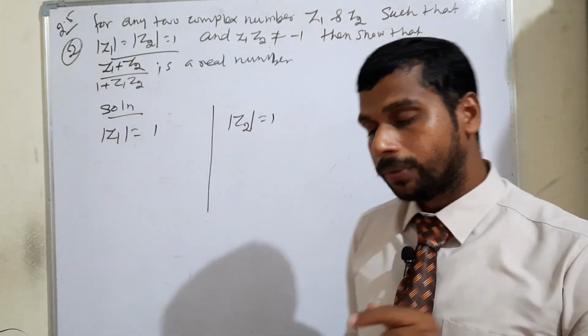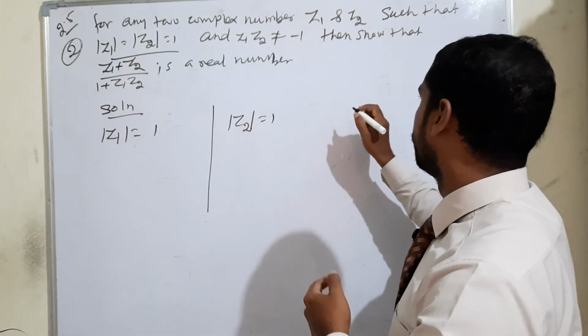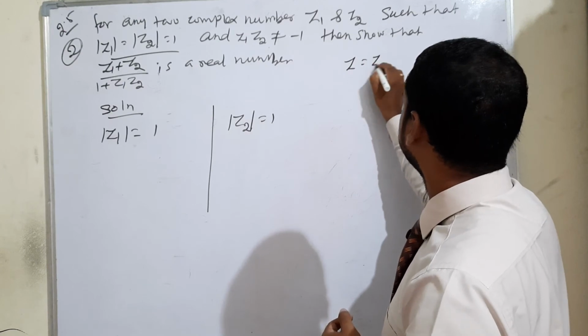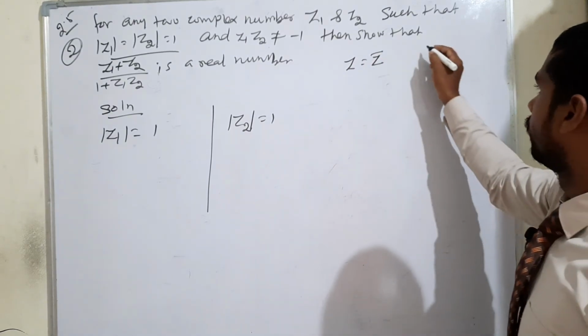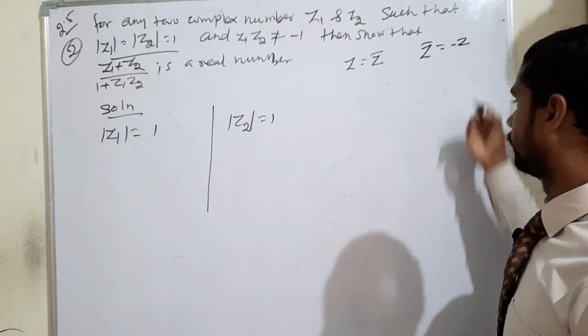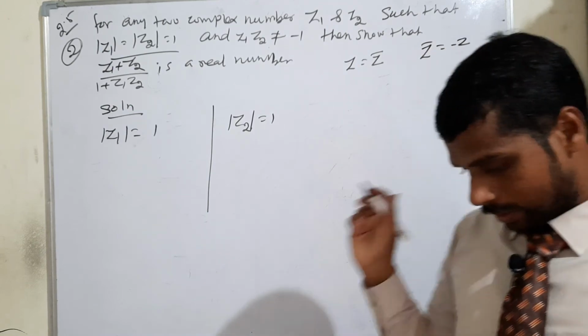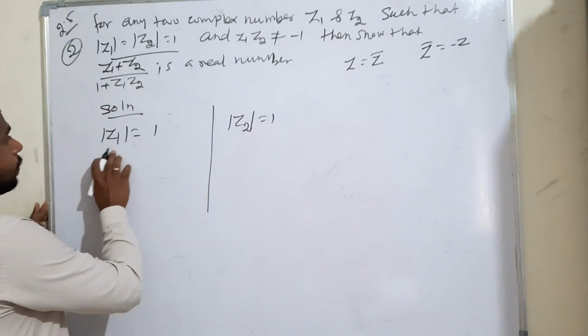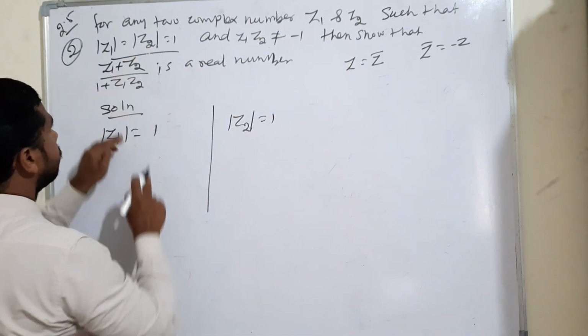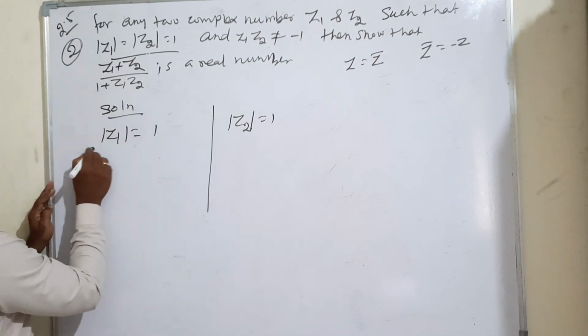When is it purely real? I have already given this in the concept: when z is equal to z bar, it is purely real. When it is purely imaginary, z bar is equal to minus z. That is the difference between purely real and purely imaginary. Now I am moving to the solution, taking square on both sides.